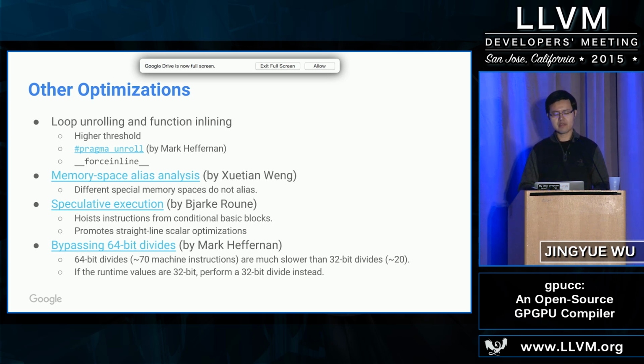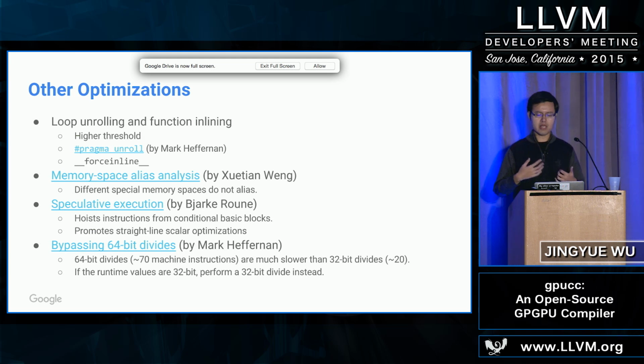The last one is bypassing 64-bit divides. This is done by Mark again. The motivation there is that a 64-bit divide is actually much slower than a 32-bit divide on NVIDIA GPUs. So a 64-bit divide spends more than 70 machine instructions, and a 32-bit divide only spends around 20 instructions.